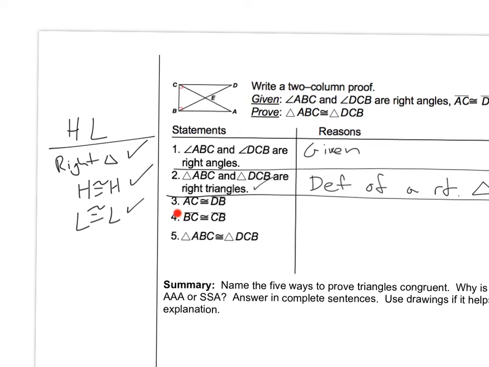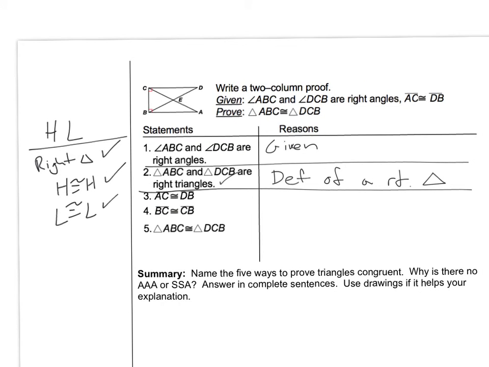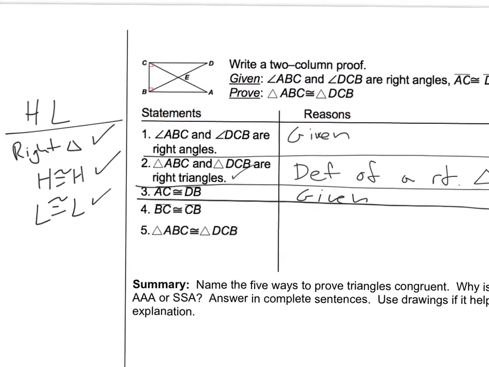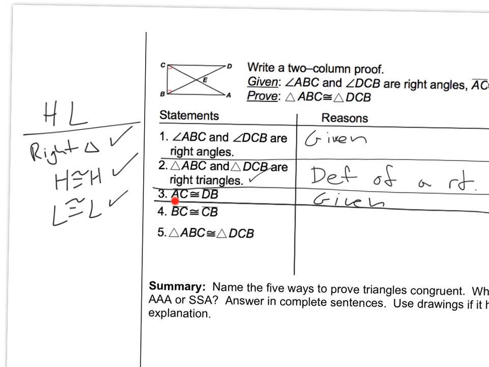Next statement says that AC is congruent to DB. Well, how do I know that? Well, that's in my given information right here. So again, even though it's not the first step, I could just write given. And if we look at the drawing, AC is here, DB is here. AC is the hypotenuse of this triangle, and DB is the hypotenuse of this triangle. So we have the hypotenuses. So maybe we just want to put a little H and a check mark.